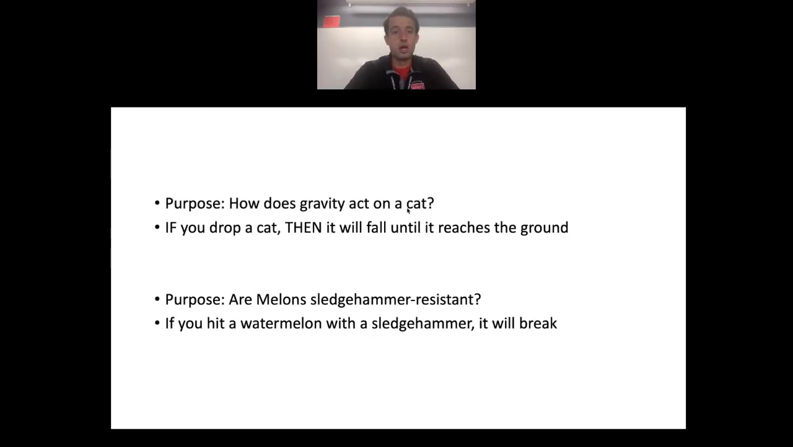Okay, cool. For the gravity acting on cats, I said if you drop a cat, then it will fall until it reaches the ground. That was my if-then statement. So in this case, we would be measuring number of cats dropped. That would be our independent variable. And then the dependent variable would be how far they fell after they reached the ground. So that would be kind of what we're measuring. And hopefully the idea would be that it would move like 0 feet after it hit the ground, right?